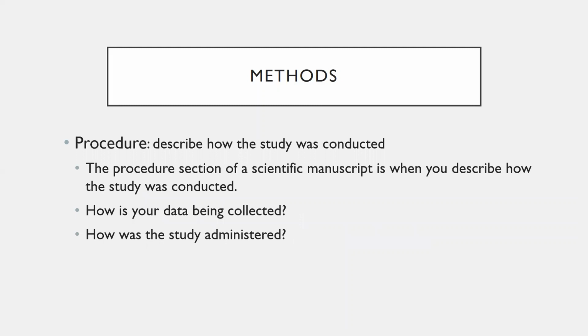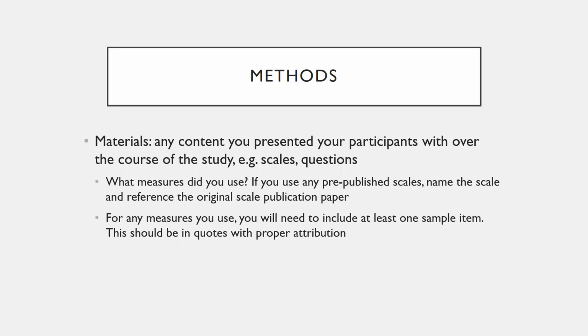Procedure, as opposed to materials, is sort of how the study is being administered. So basically, this is your surveys being done online. You can also talk about how it's being distributed, how you're sharing it. That sort of information likely goes into the procedure. And then materials is the actual content of the survey you conducted. So this is where you would discuss the scales you asked, the questions you asked. If you're using pre-published, make sure to cite it and include a sample item.